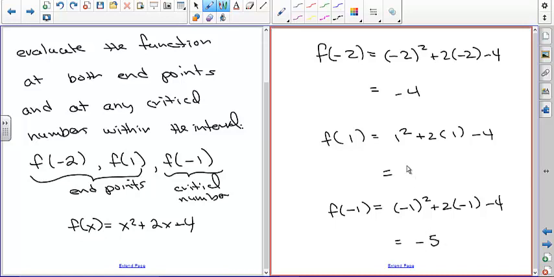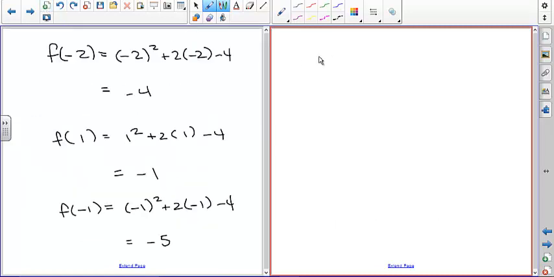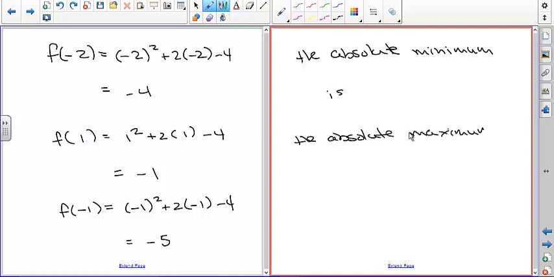And this one should be this one here. So it's 1 plus 2 minus 4. -1. Yeah. Okay. So what we can say is that the absolute minimum is something, and the absolute maximum is something. Okay. So look at those numbers and see if you can figure. So Lexi, what do you think the absolute minimum would be? Yeah. So the absolute minimum is -5 because it's the most negative number, and the absolute maximum is -1.